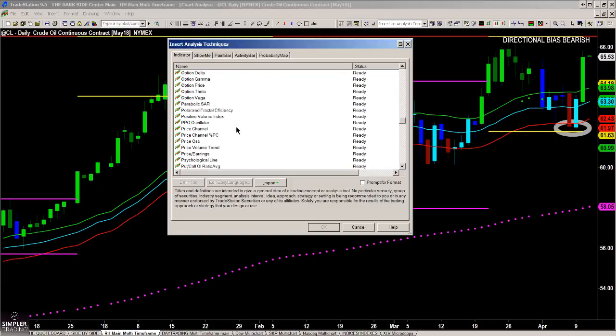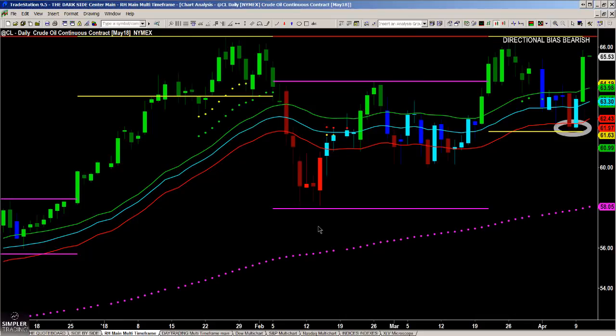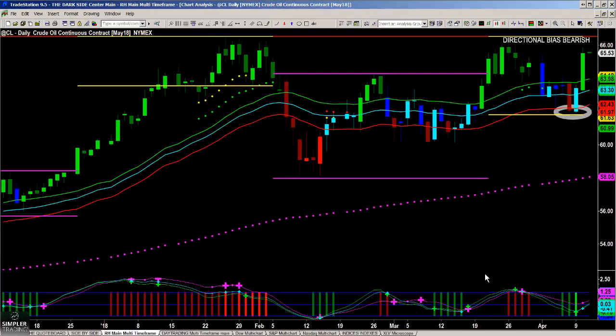Two of my favorites would certainly be the simpler trading ready aim fire tool. Another one would be the more generic yet very popular slow stochastic. And I could see where we're starting to get some signals, but not the kind of lineup that I want, which would be one like this. You see how we're lined up like that? That's really ideal. But not too bad.